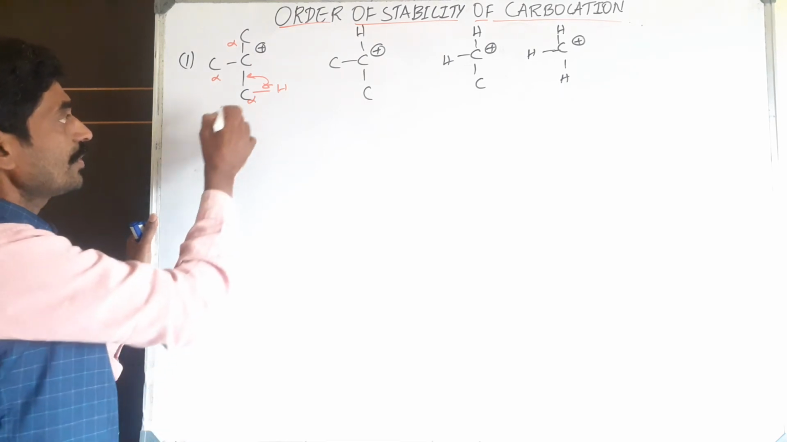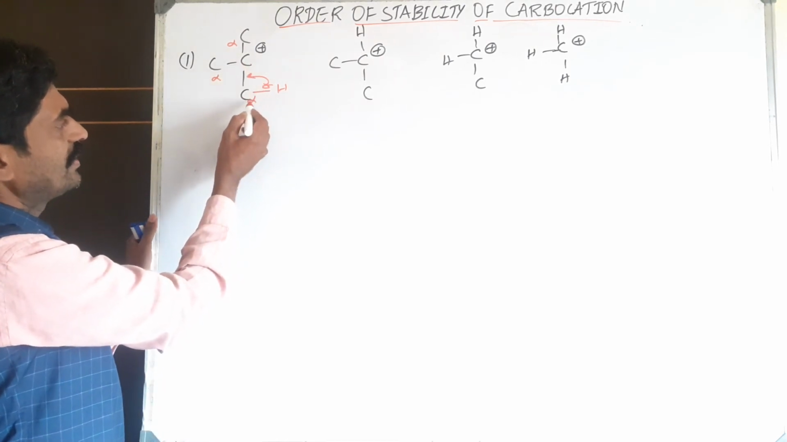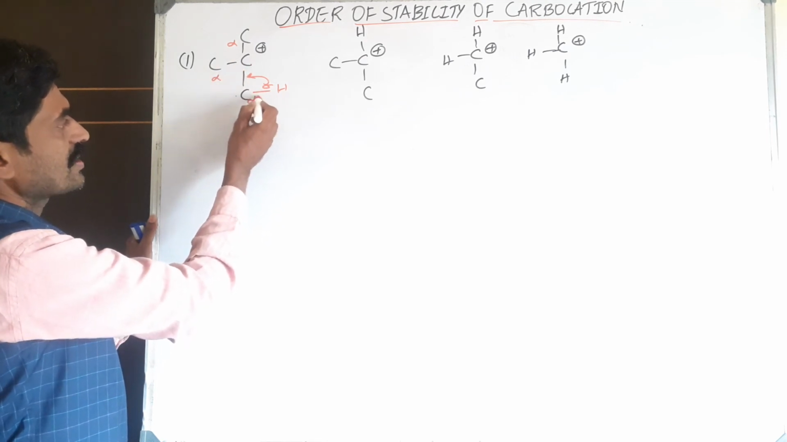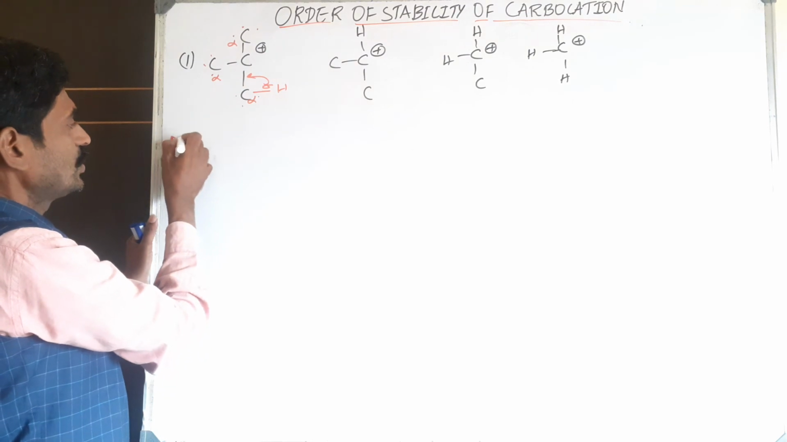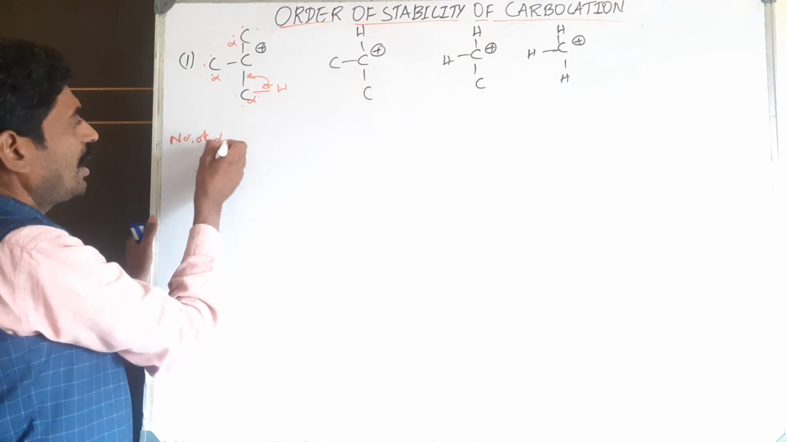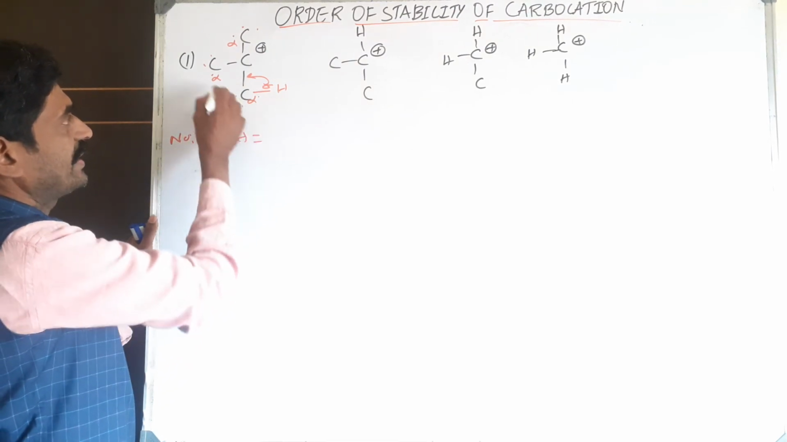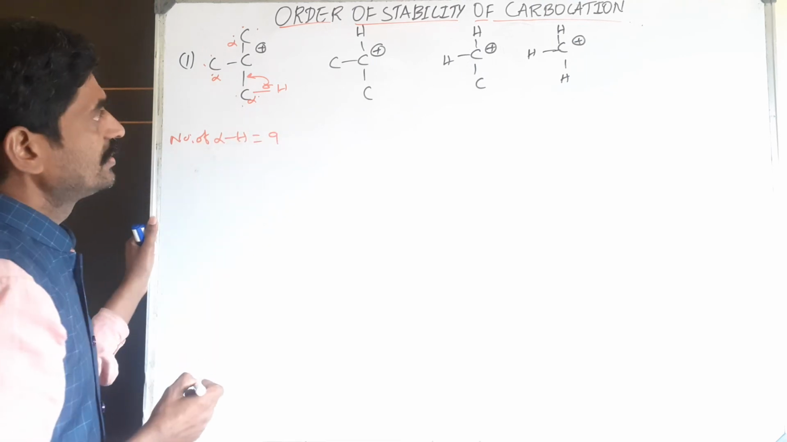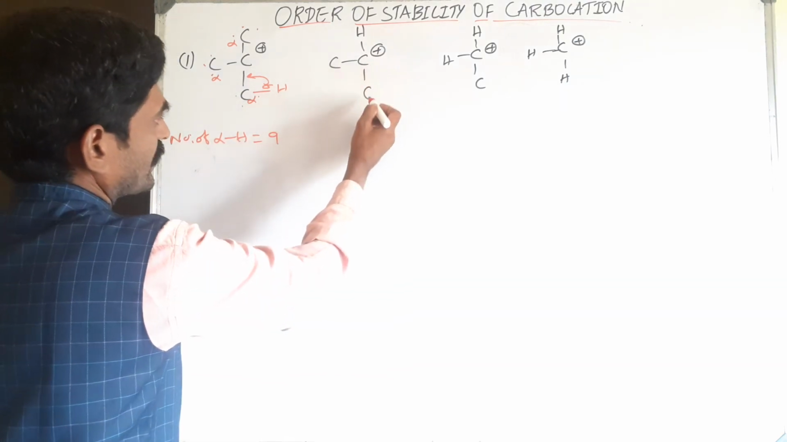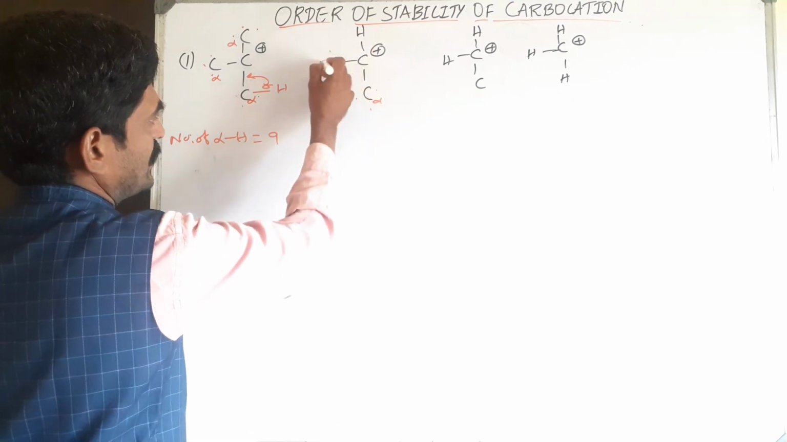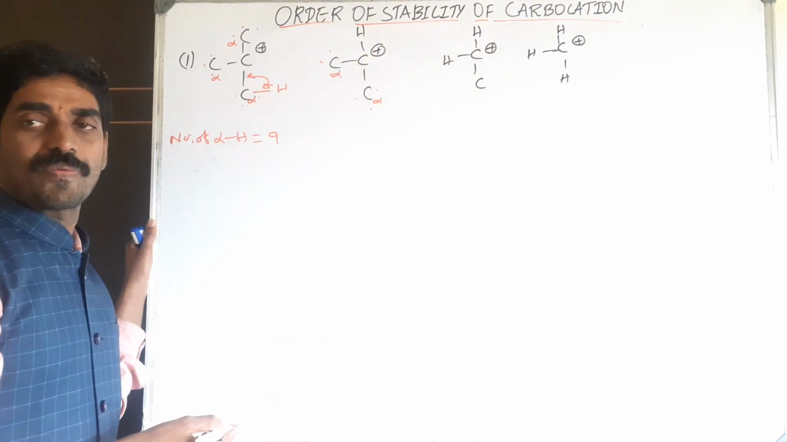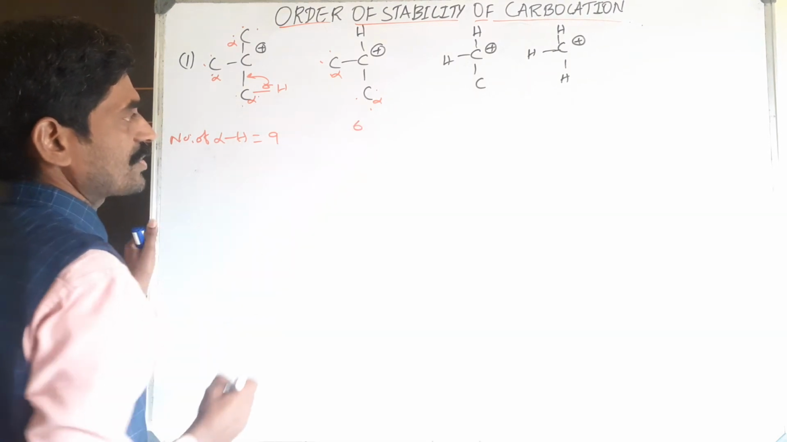Now here this carbocation has 3 alpha carbons, and this carbon has 3 hydrogens, here 3, and here 3. That is the total number of alpha hydrogen atoms: 9. And in this carbocation, there are 2 alpha carbons, each having 3 alpha hydrogen atoms, so totally 6 alpha hydrogens are available here.